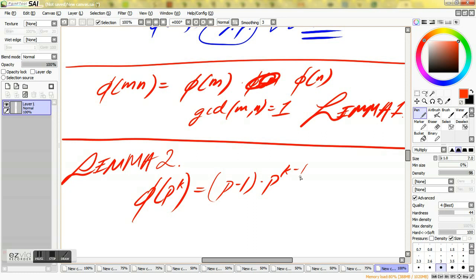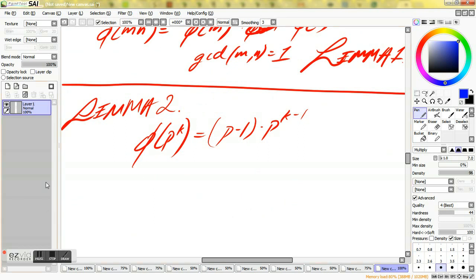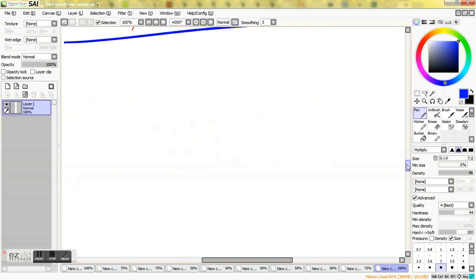And why is this the case? Well, between 1 and p, there are p minus 1 numbers not divisible by p. Between p plus 1 and 2p, there are p minus 1, and so on. And so, in effect, there are p to the k minus 1 sets of p integers, each containing p minus 1 integers relatively prime to p, for a total of p to the k minus 1 times p minus 1 numbers relatively prime to p. So phi of p to the k is the following.